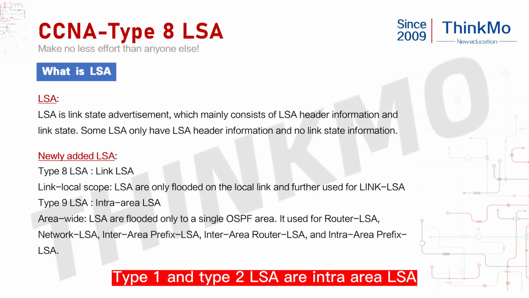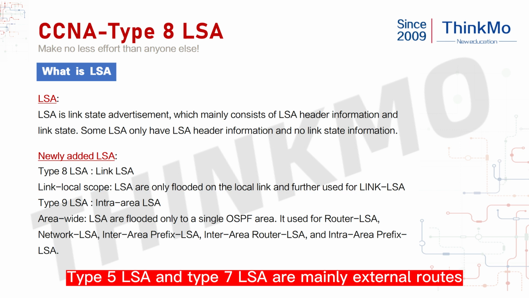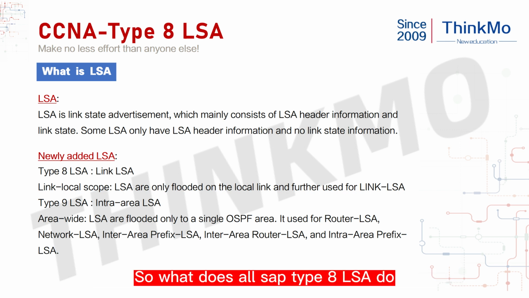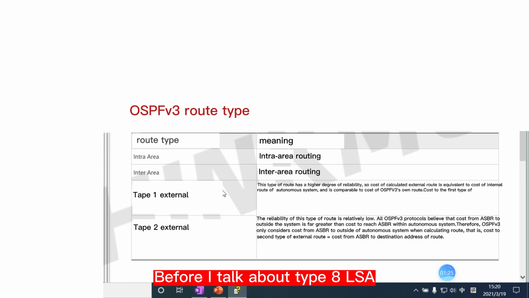The Type 1 and Type 2 LSAs are intra-area LSAs. Type 3 LSAs are summarized. Type 4 LSAs mainly involve the ASBR. Type 5 LSAs and Type 7 LSAs are mainly external routes. So what does the OSPF Type 8 LSA do? We can take a look. Before I talk about Type 8 LSAs, we need to compare the LSAs in v3. Does it make a difference?